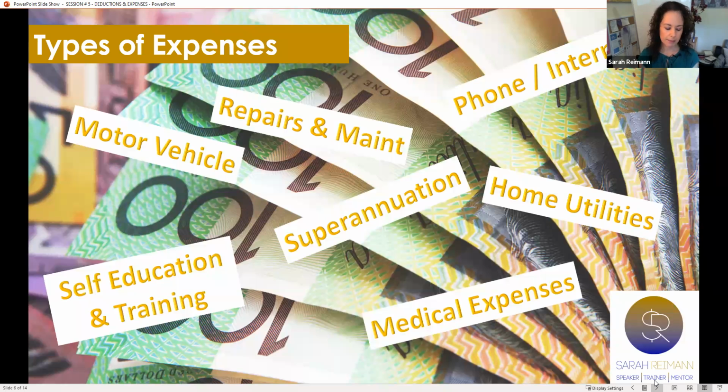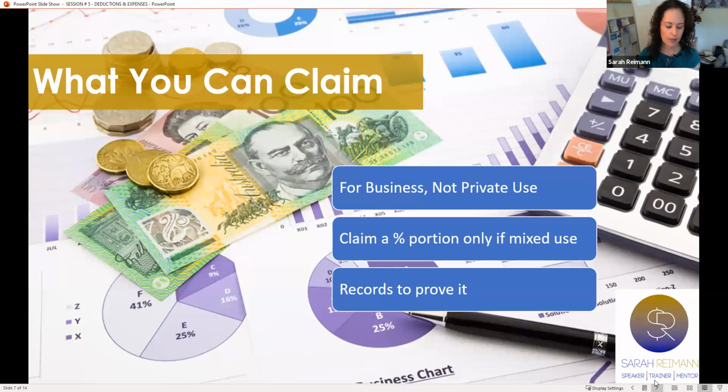So what can you claim? The 3 golden rules for what we accept as a valid business deduction. Number 1, the expense must be for business and not private use. If the expense is for a mix of business and private use, as I explained, like with the home office situation, you can only claim that portion that is used for the business. And again, you must have records to prove it.